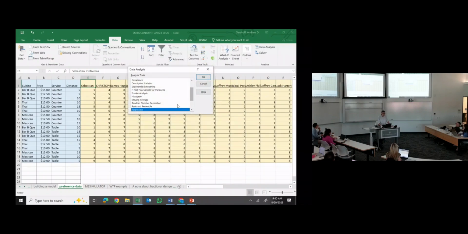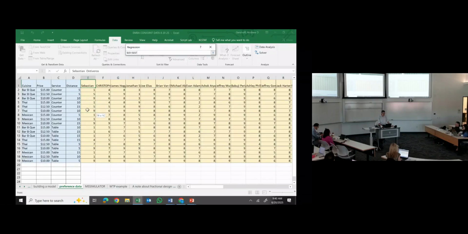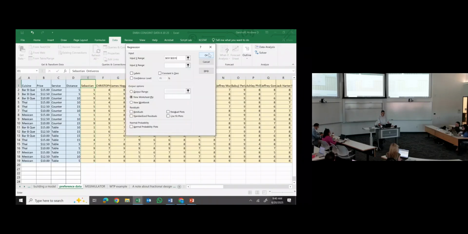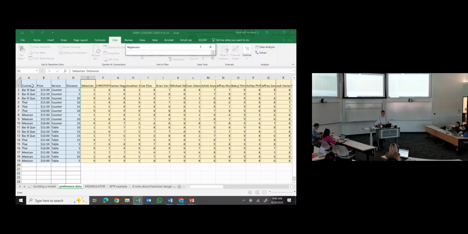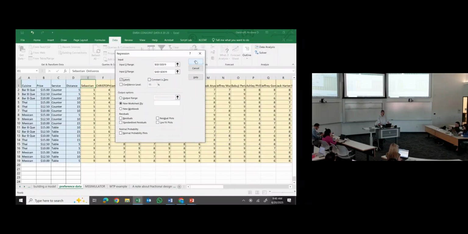So I'm just going to run the regression. I'm saying Data Analysis, Regression. Click on Regression. I'm saying okay. My dependent variable, that's the variable that changes as a result of changes in something else, is Sebastian's ratings. And then the independent variables are all of the different attributes and levels of the attributes. So that's all the stuff in blue. And then I'm clicking on Labels here because I want it to tell me which attribute level is which. Now I'm ready to say okay.